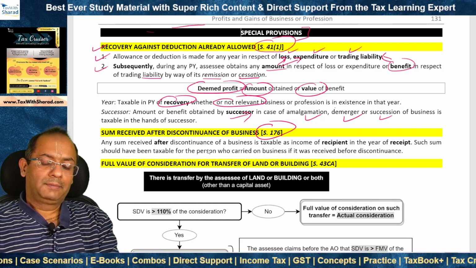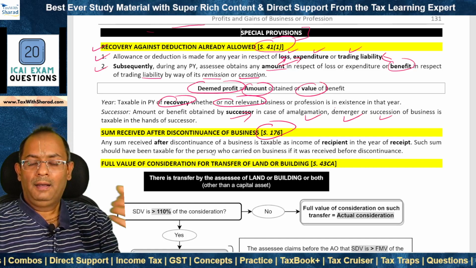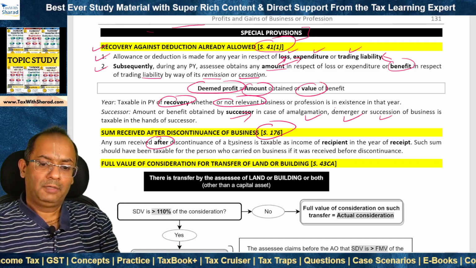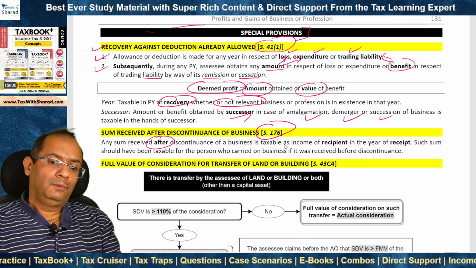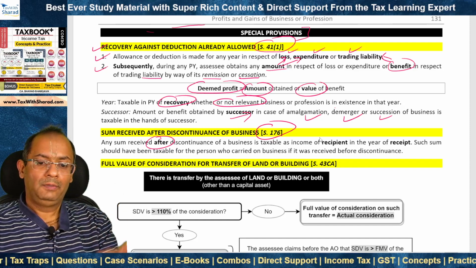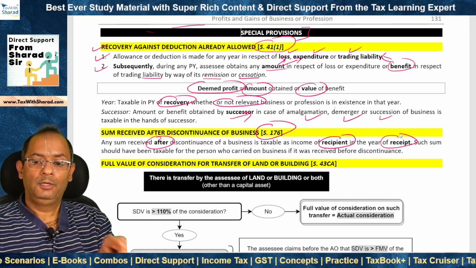Section 176. There is a business which was running and the business is discontinued and there is a sum which is received after such discontinuance, and such sum had not been taxed while the business was running and the sum has been received after discontinuance. In such case, the sum will be taxable as income of the recipient in the year of receipt.